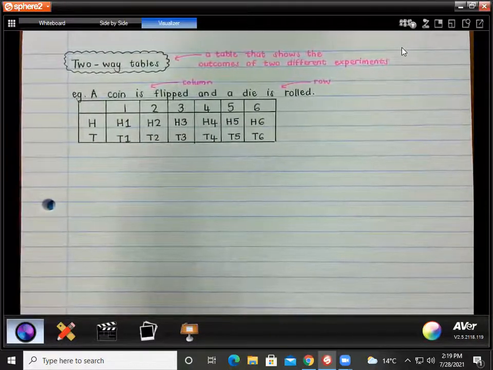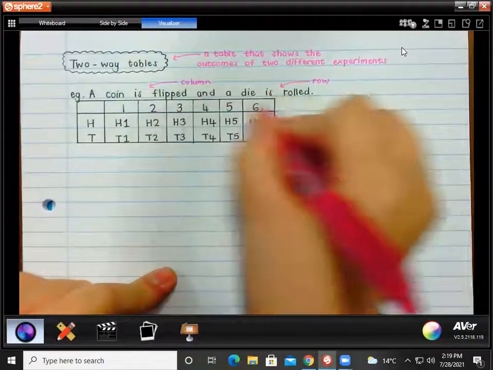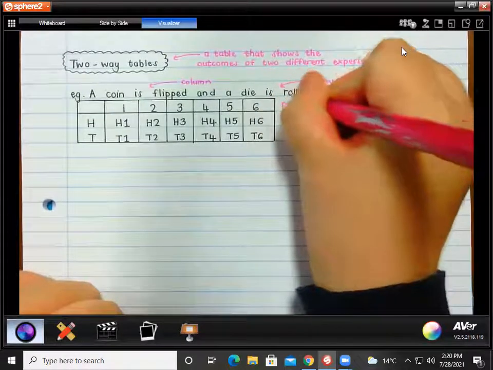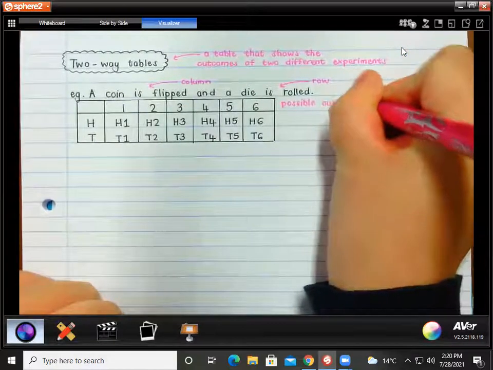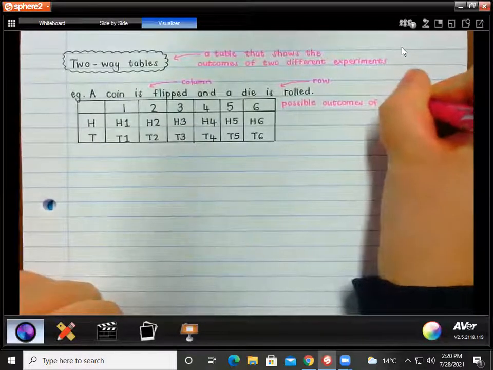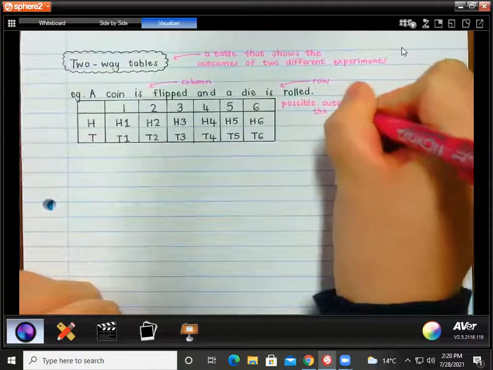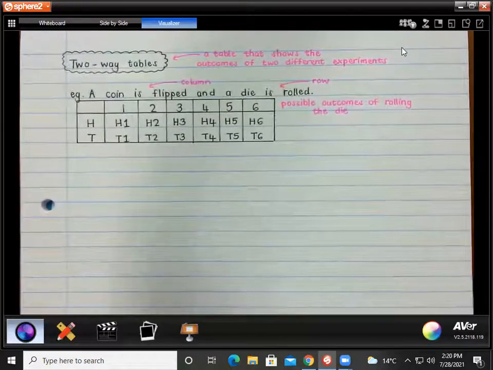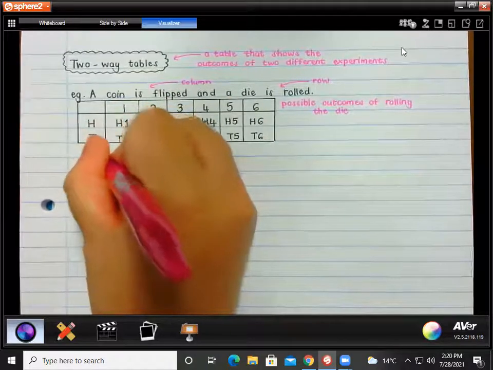Let's just quickly add here that what we've done here, 1, 2, 3, 4, 5, 6, these are the possible outcomes of rolling the die. So you list all of the possible outcomes. So that's 1, 2, 3, 4, 5, 6. And here, heads and tails, these are the possible outcomes of flipping the coin.